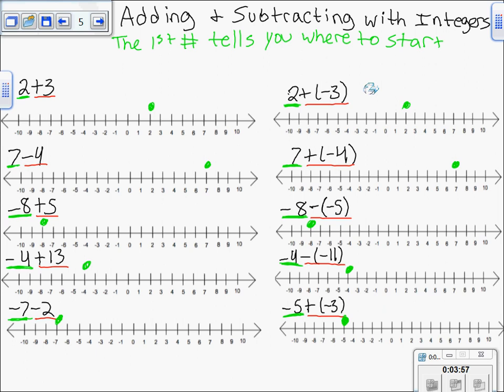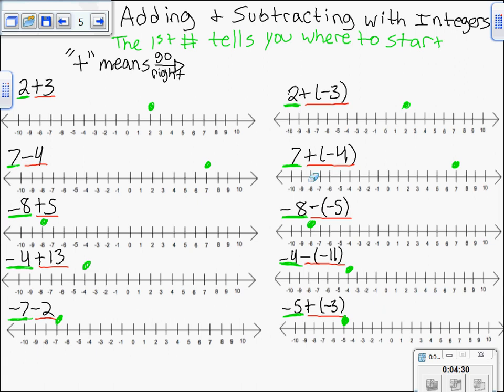Whenever you see an addition problem, like 2 plus 3, or 8 plus 5, or negative 4 plus 13, that plus means go to the right. So whenever you see plus in your problem, plus means go right. I'm actually going to draw an arrow that says go right. Okay? So now, that may already give you an idea.